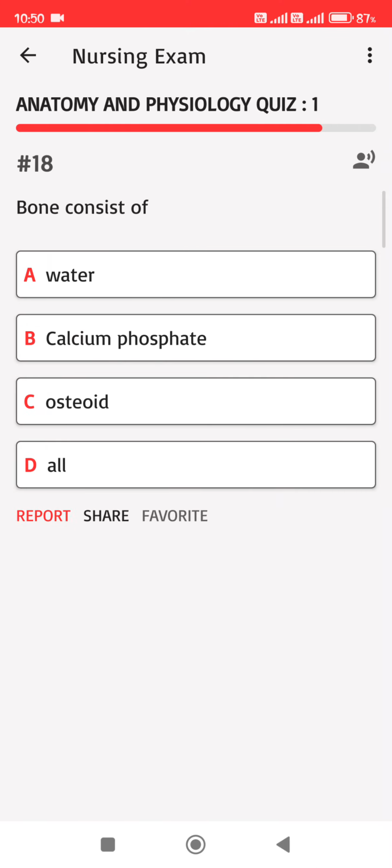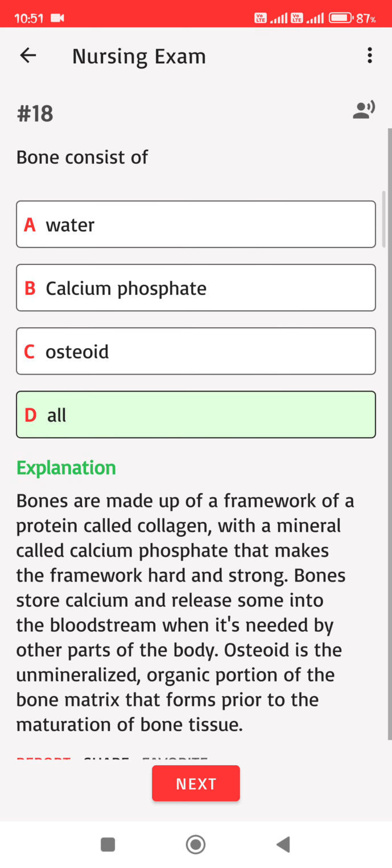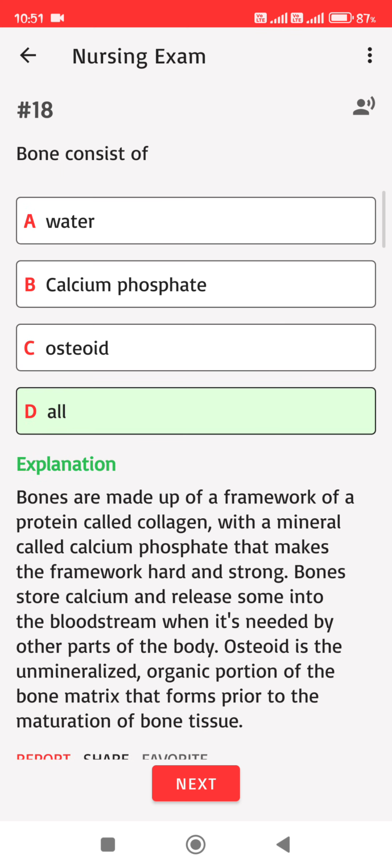Bone consists of A. Water, B. Calcium phosphate, C. Osteoid, D. All. Correct answer: D. Bones are made up of a framework of a protein called collagen, with a mineral called calcium phosphate that makes the framework hard and strong. Bones store calcium and release some into the bloodstream when it's needed by other parts of the body. Osteoid is the unmineralized, organic portion of the bone matrix that forms prior to the maturation of bone tissue.